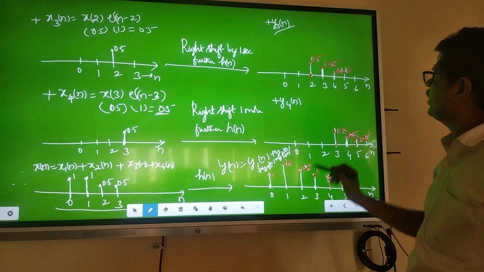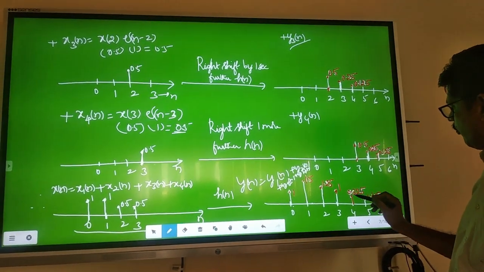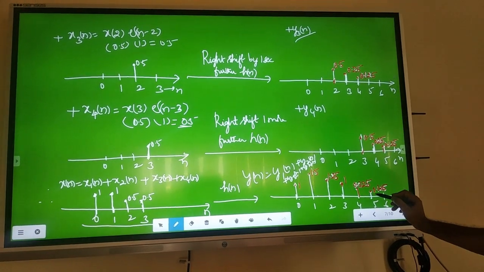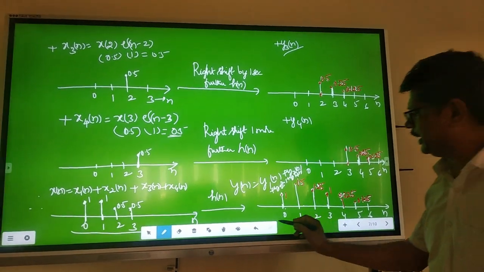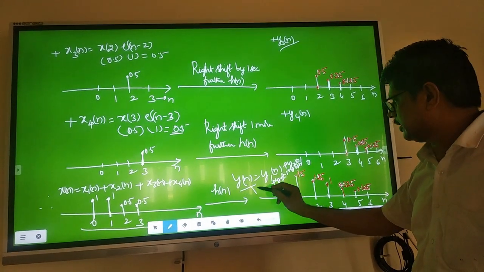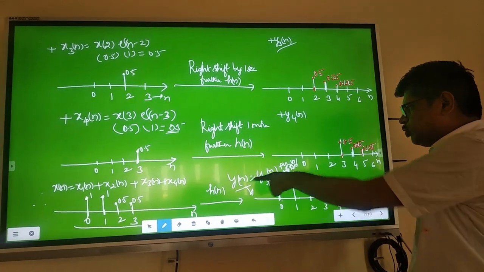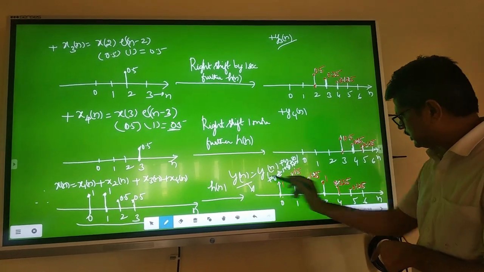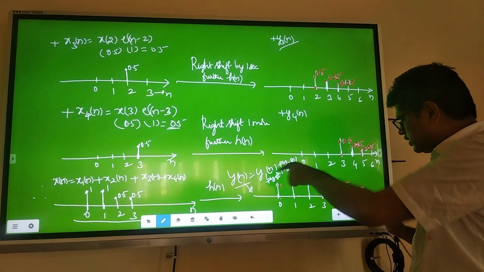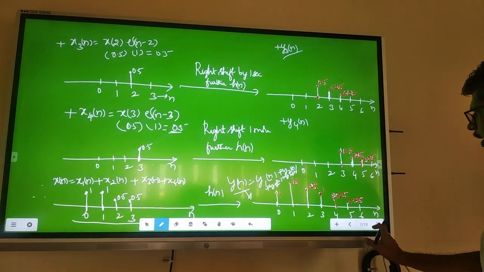Similarly, y2n, you will get 1.25. For y3, add all 4, you will get 1. y4 is 0.325 and y5 is 0.125. You will get output like this. Y of n, the answer: at 0 it is 1, at 1 it is 1.5, at 2 it is 1.25, at 3 it is 1, at 4 it is 0.325, at 5 it is 0.125.